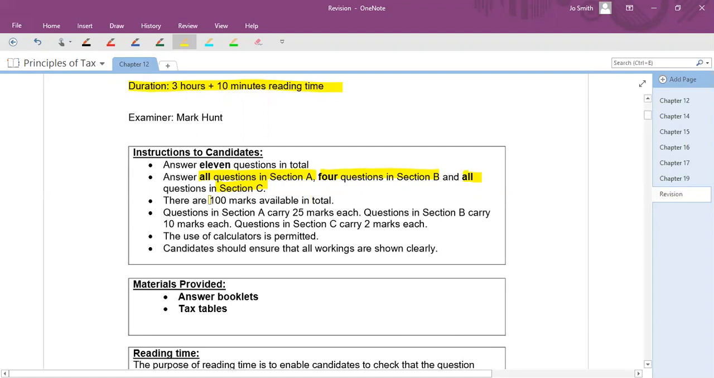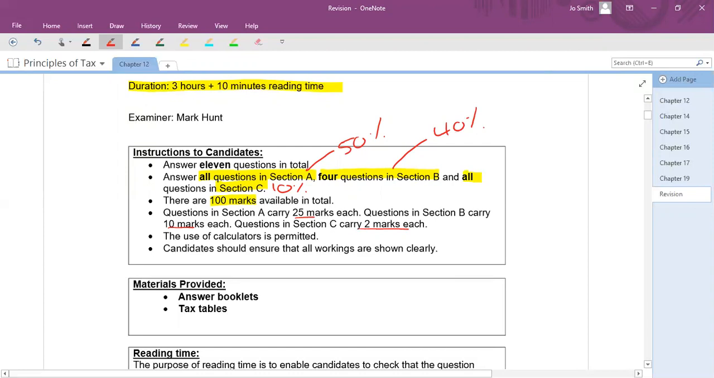There's 100 marks available in total. Section A has got 25 marks each. So that compulsory section is worth 50% of your exam. Section B, we can see, has got 10 marks each. And section C, you've got 2 marks each. So in total, that's your 10%, and then that's your 40%. So you're choosing 4 out of 5 10 markers, and then you've got your 5 little multi-choice questions at the end.